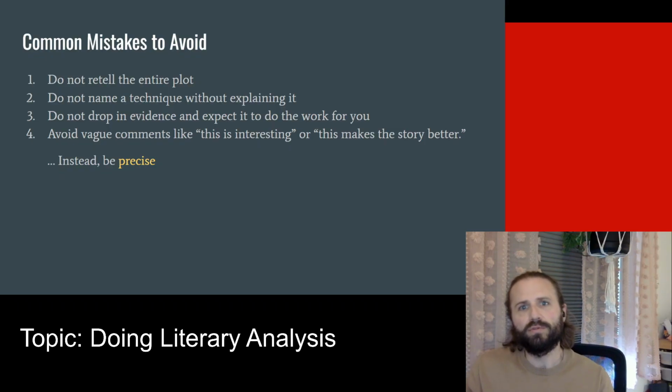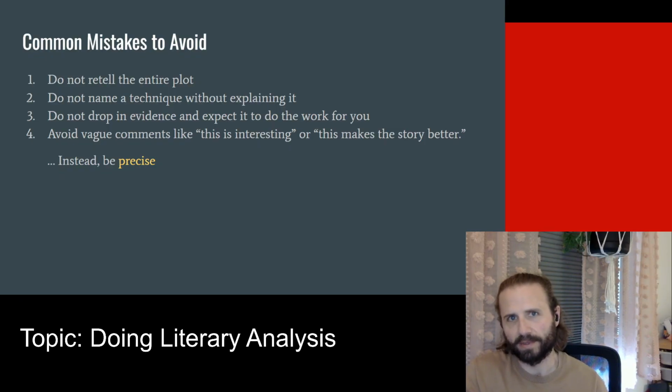And third, don't drop in evidence and expect it to do the work for you. Okay. And finally, avoid vague comments like "this is interesting" or "this makes the story better." These comments really have no specific details to them. Instead, try to be precise. Explain what you understand about the effects you read, what you feel, what you notice because of the writer's choices. Why do those choices produce a character, an individual, or a certain theme or a relationship?